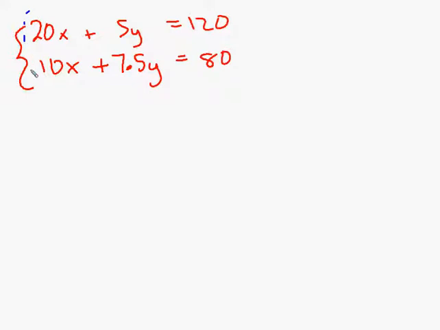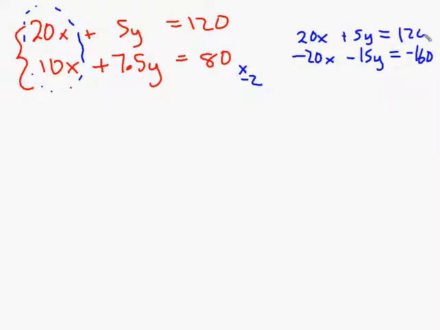I'm going to eliminate the x's. So, I need them to have the same number, but be different in sign. So, I can multiply this second equation by -2. So I get negative 20x minus, this will be 15 now, equals negative 160. And this equation I don't need to multiply by anything. Then when I add down, the x's cancel, and I get negative 10y equals negative 40, and y equals 4.